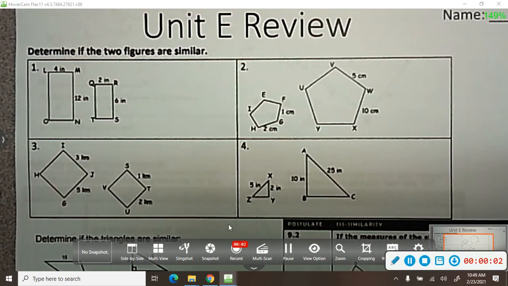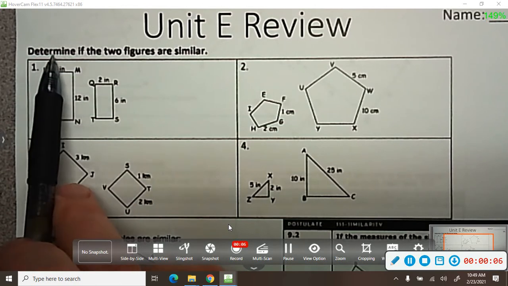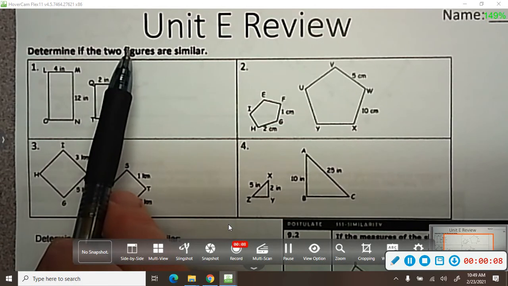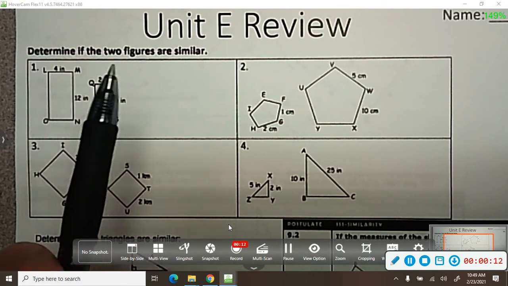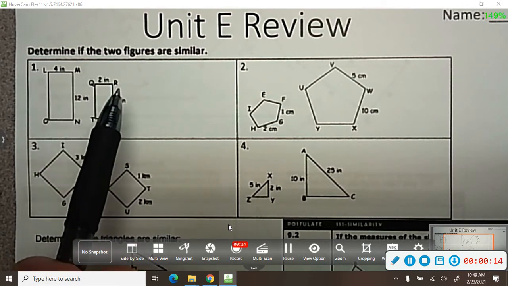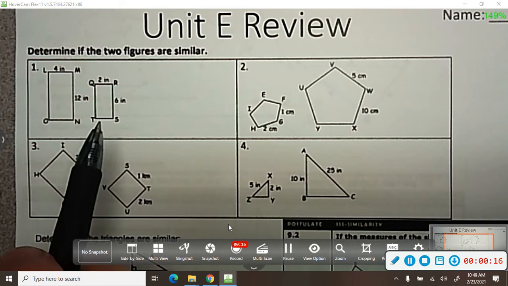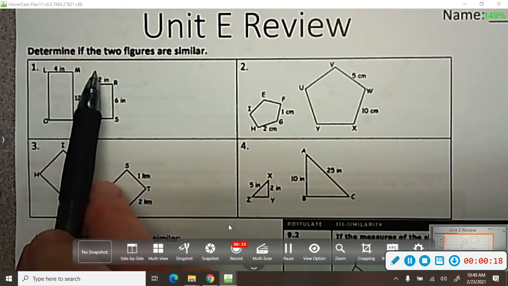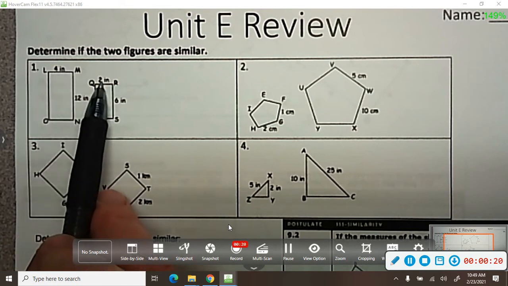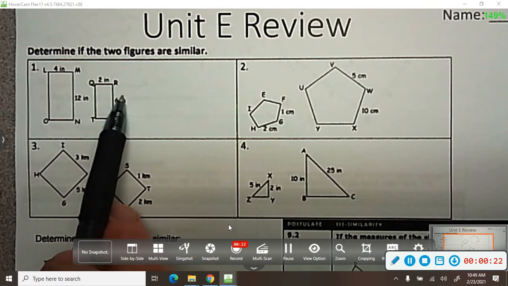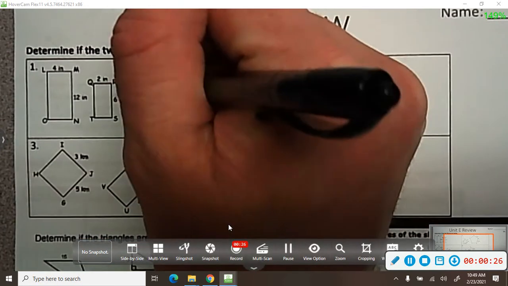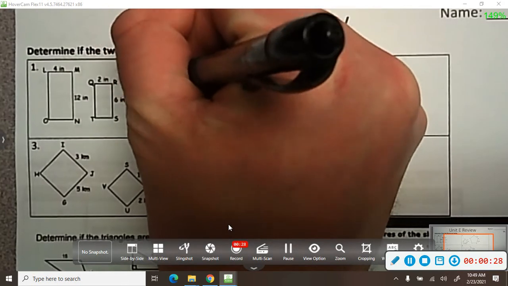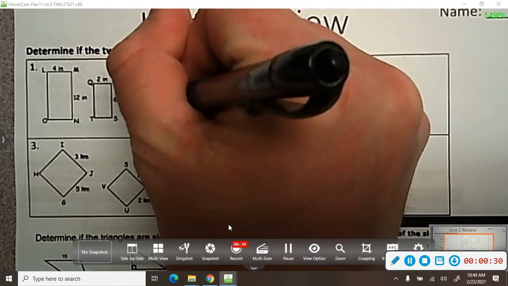So one of the skills you'll be responsible to know is determining if two figures are similar. The answer is yes or no. And technically there's not enough information to show that these are similar, but we'll just assume that there is. So when I look at this, I see that 2 times 2 is 4, 6 times 2 is 12. So I would say that these are, yes, similar.